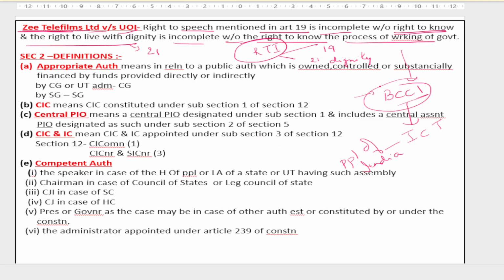And BCCI, due to its monopolistic role, its decisions are affecting the people of India also. Now the Supreme Court judgment of 2005. In the year 2005, the Supreme Court had ruled that BCCI could not be termed as an instrumentality of the state under Article 21. This was ruled by the Supreme Court in 2005.